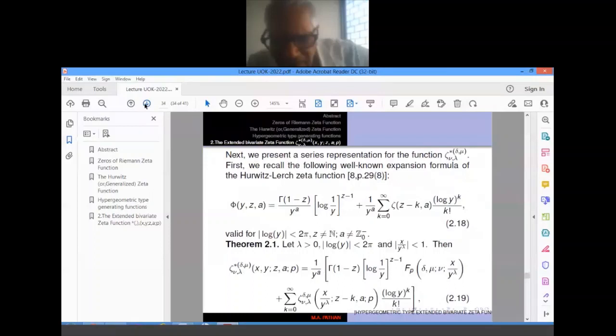Now, there is one term 2.1 because now time is going. So let me just consider this term 2.1. Here you can see that the left-hand side of Riemann zeta function can be given in terms of Fp and another term which is again containing this Riemann zeta function.